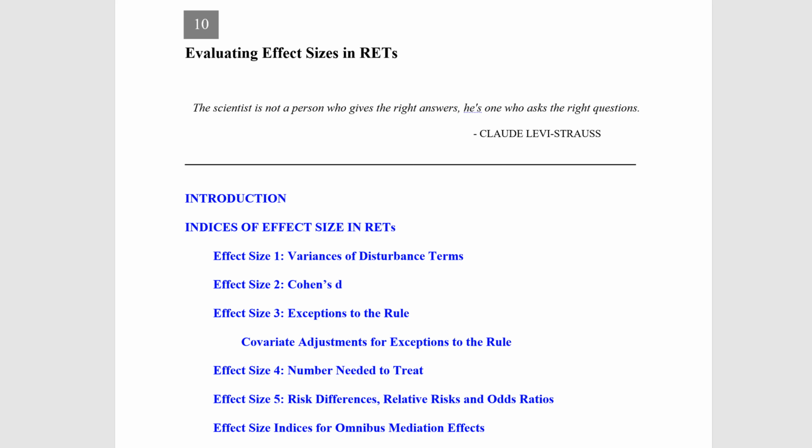In this chapter, I provide you with ways of thinking about and establishing the meaningfulness of effect sizes in the context of RETs and program evaluations. There are no easy answers to the problem of setting standards for evaluating effect size. It is a problem we need to think about much more than we do.